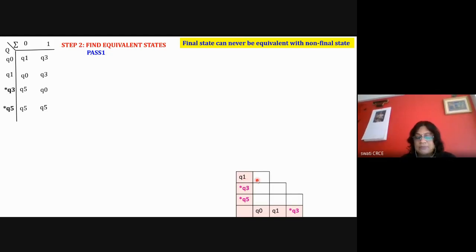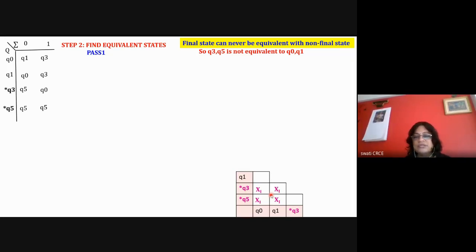Now, as per the minimization rule, what is our rule? Non-final cannot be equivalent with final. So I can say that Q3 and Q5 can never be equivalent with Q0, Q1. So make that cross in the beginning. Q0 cannot be equivalent with Q3, Q0 cannot be equivalent with Q5, Q1 cannot be equivalent with Q3, and Q1 cannot be equivalent with Q5. So I have made all the crosses. Okay, so this is done.